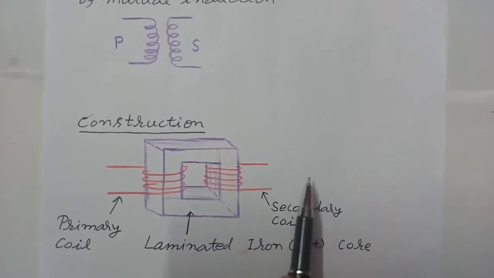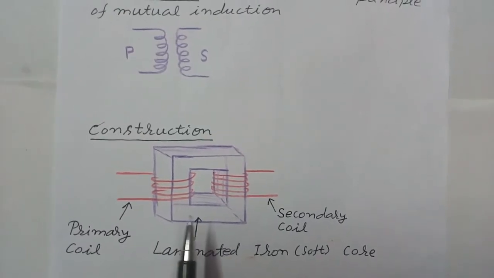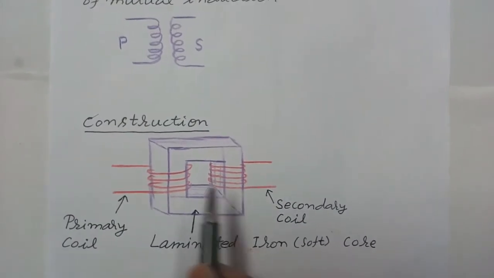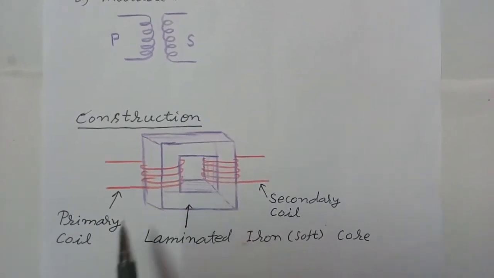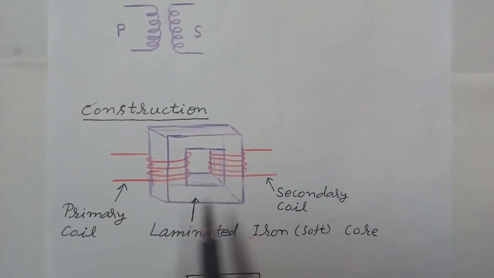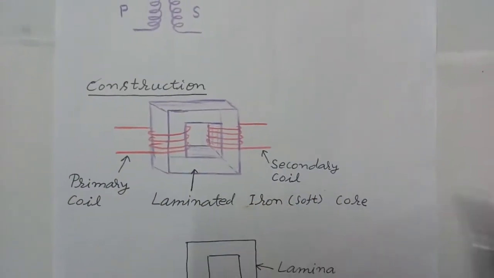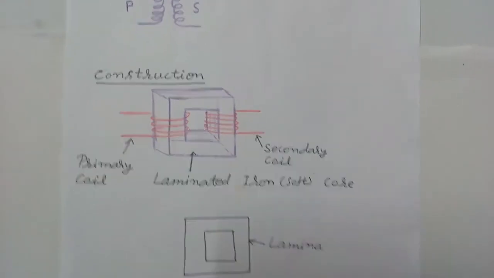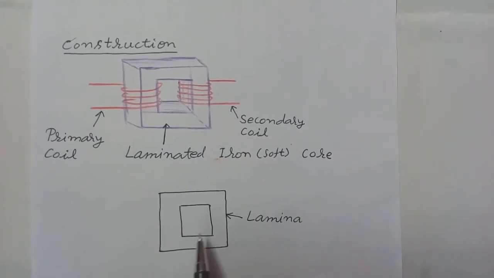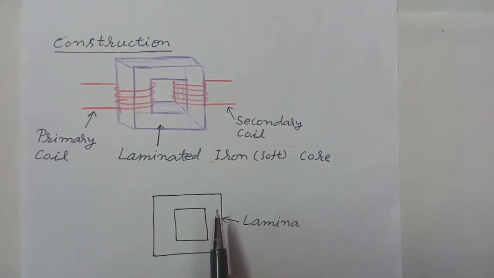Construction. Transformer consists of an iron core, soft iron core, and on this iron core primary and secondary coils are wounded like this. Now this iron core is not a solid piece of iron. Here is a cavity, and this iron core is prepared by keeping thin lamina of metal, these laminations one over the other.